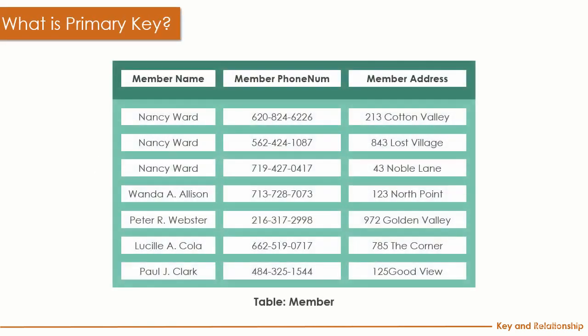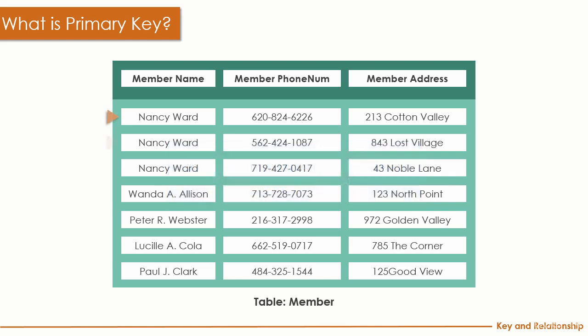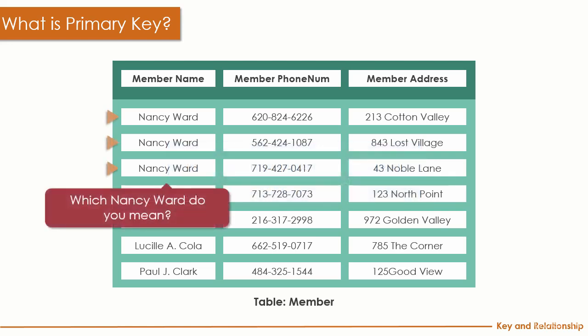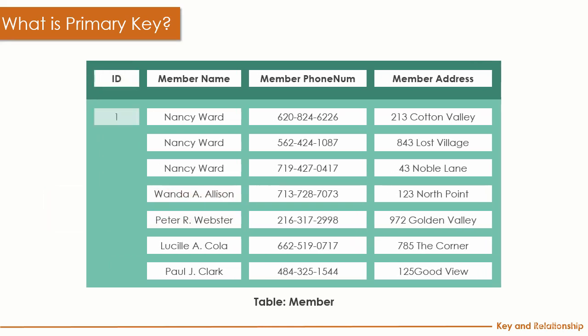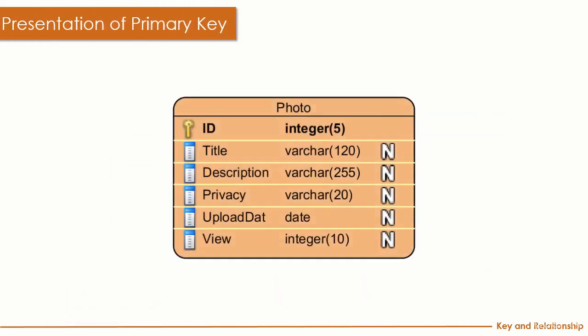Let's take an example. We have a member table here with so many records. If I ask a question, can you give me the phone number of Lancy Ward? The problem is we have three Lancys here. Which Lancy do you want? In this case, we need to introduce another column called ID to identify which row of data you expect. So you can say, I want the phone number of ID number 2, something like that. The representation of the primary key is a key icon on the left-hand side of the column.